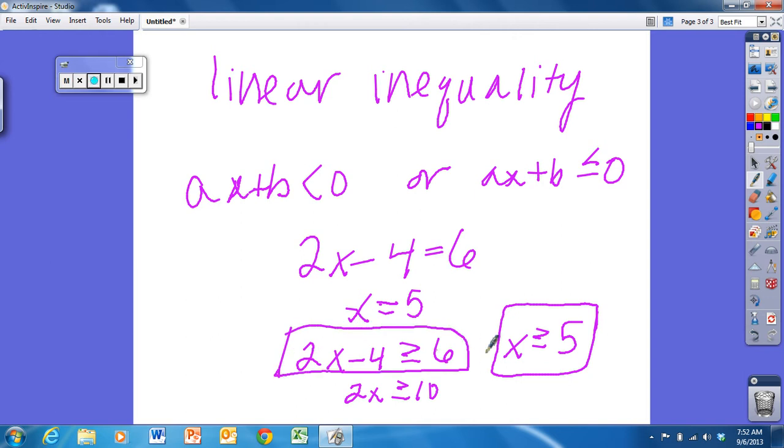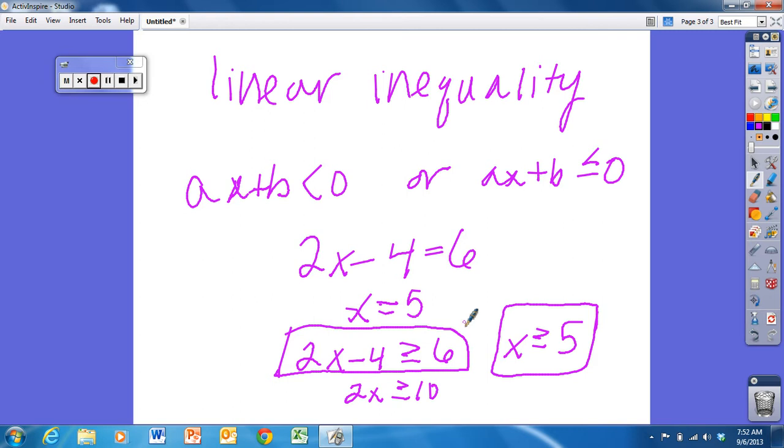Let's try it. Try 100. 2 times 100, 200, minus 4, 196. That is bigger than or equal to 6. And some people say, well, it's not equal to. Right, that's why the word or comes in. It's either greater than or it's equal to. And that's how an inequality works.